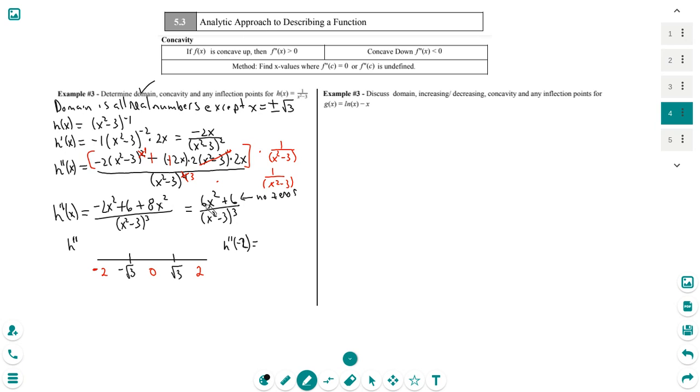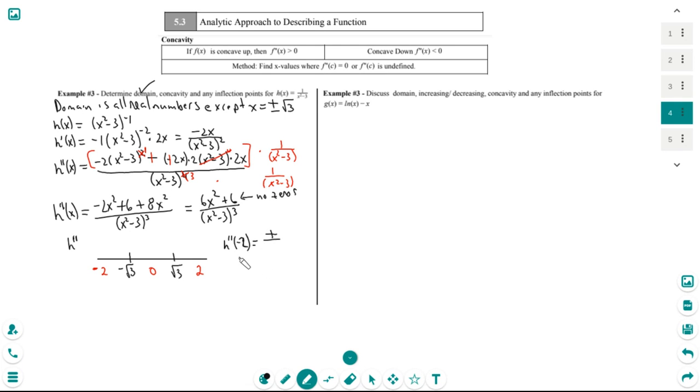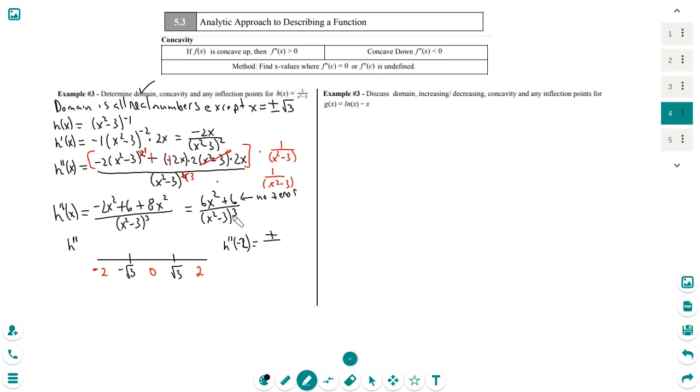All right, in the numerator, this numerator is always positive, right? We're squaring negative 2, multiplying by 6, adding 6. So the numerator is always positive. So that was easy. And then the denominator could be negative because if you cube negatives, you get negatives. So we need to figure out if it's positive or negative. So if I put in negative 2 here, I'm squaring that. That will be 4. 4 minus 3 is 1, which is positive, and I'm cubing that positive. So I get a positive in the denominator, which means that my second derivative is positive. So this is positive here.